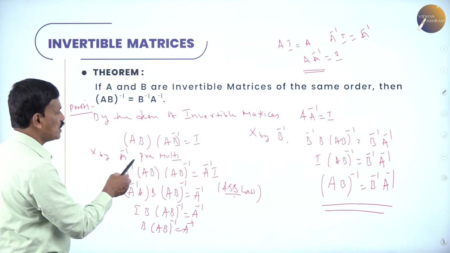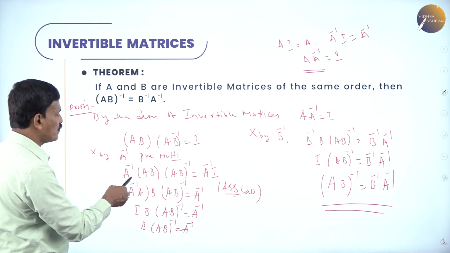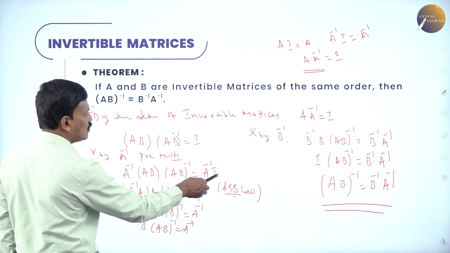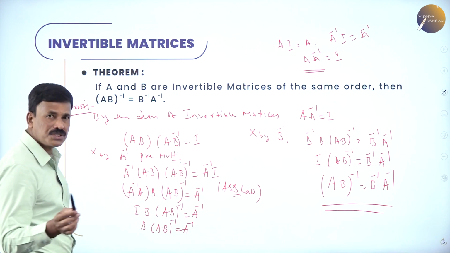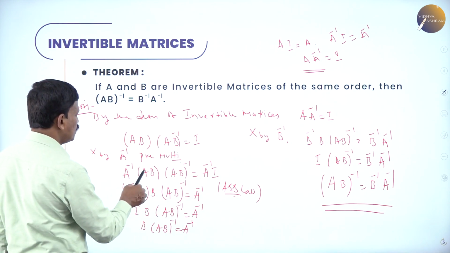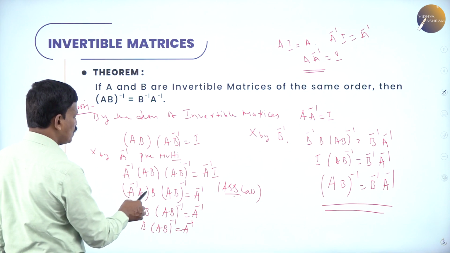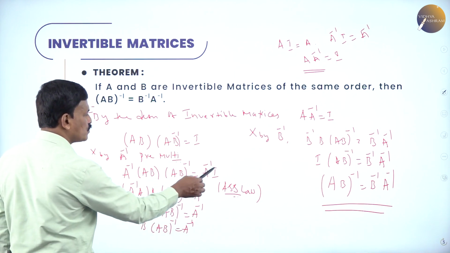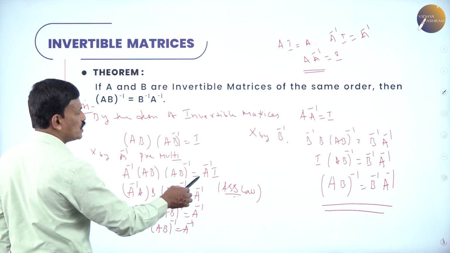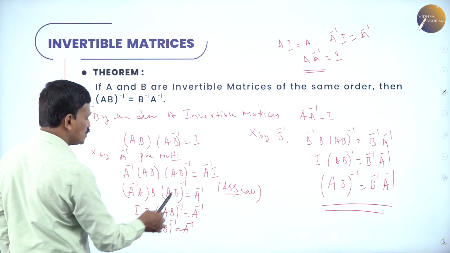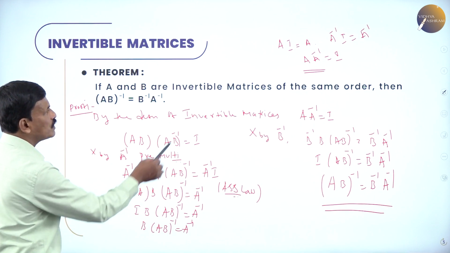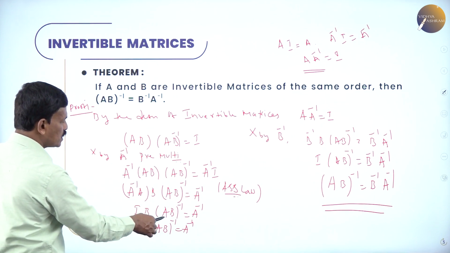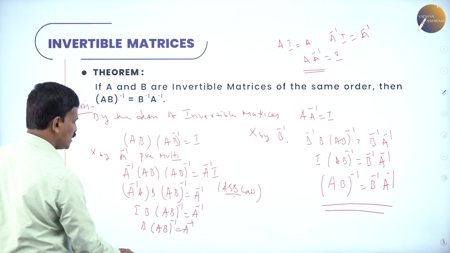Pre-multiplying by A inverse, that is, multiply by A inverse on the left side. So A inverse into AB into (AB) whole inverse is equal to A inverse into I. Using the associative law, interchange the bracket: A inverse into A into B into (AB) whole inverse is equal to A inverse into I, which is equal to A inverse, because A into I is equal to A. Again, using the inverse property, A inverse A is equal to I, into B, this remains the same, (AB) whole inverse is equal to A inverse.